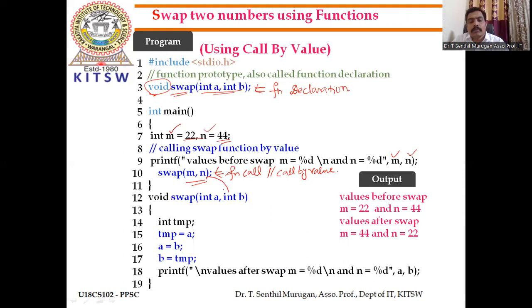The function flow comes here. It takes the m value as a, that is 22, and the n value as b, that is 44. Here the a and b values will be swapped using this code. After that, it will print the a and b values after the swap. So after swapping, 44 and 22 are printed. Mainly, for what purpose did we write this program? Call by value. What is call by value? We are calling the function based on the values.